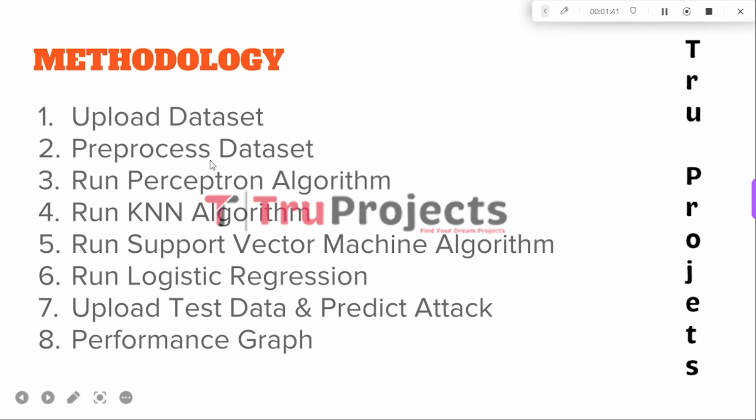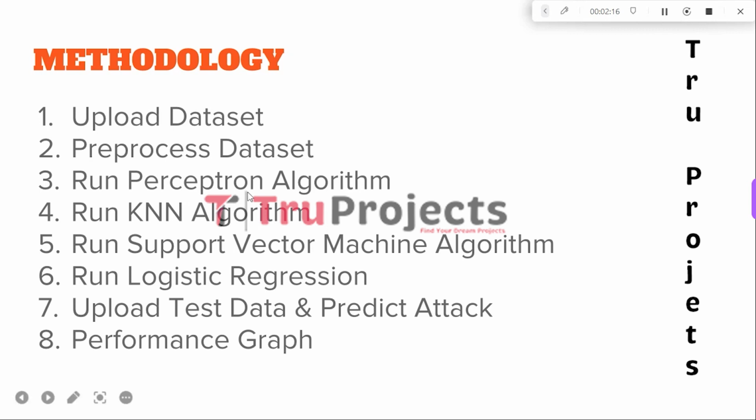And the second module is Pre-process the dataset. The dataset often contains missing values, null values and non-numeric values which need to be handled before training the machine learning algorithm. In this module, missing and null values are replaced with zeros and non-numeric values are converted into numeric representation. The dataset is then split into training and testing sets, with 80% of data used for training the machine learning algorithms, and 20% of data used for testing them.